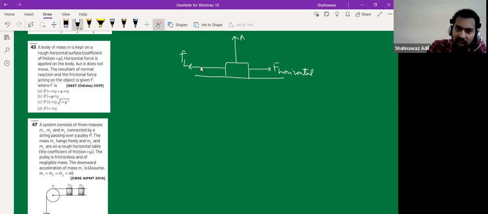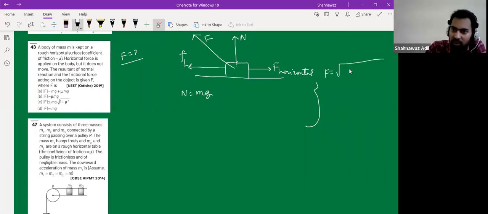So this is the normal, and this will be the resultant, this is F, and they are asking about F. You know that N is mg, and for the resultant of these perpendicular forces, from vector analysis, your resultant is the square root of A square plus B square plus 2AB cos theta. So option C, Marita.